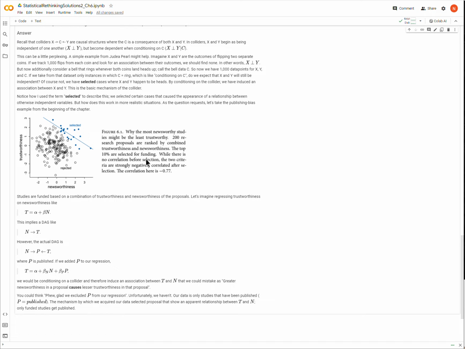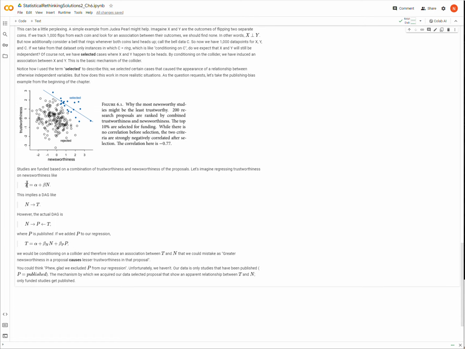Okay, so let's say that you and I want to analyze how trustworthy published research is. And we think that there's a relationship between the newsworthiness and the trustworthiness of it. So here I have T for trustworthiness, and I'm going to regress it on an alpha as well as newsworthiness. Okay, so this regression is implying a DAG that looks like this, that N affects T.